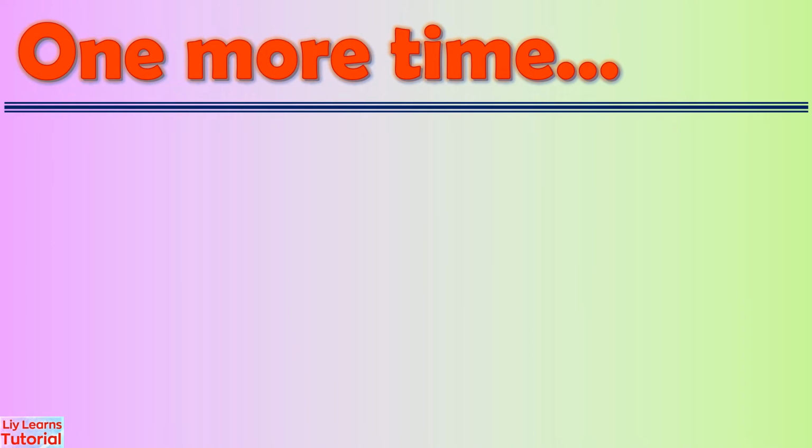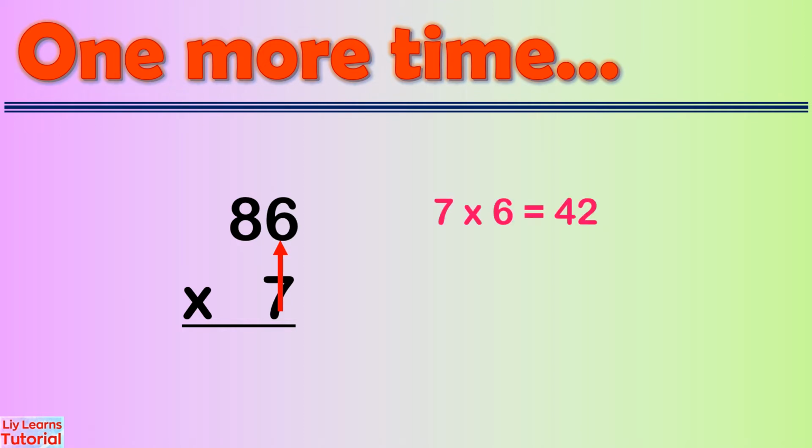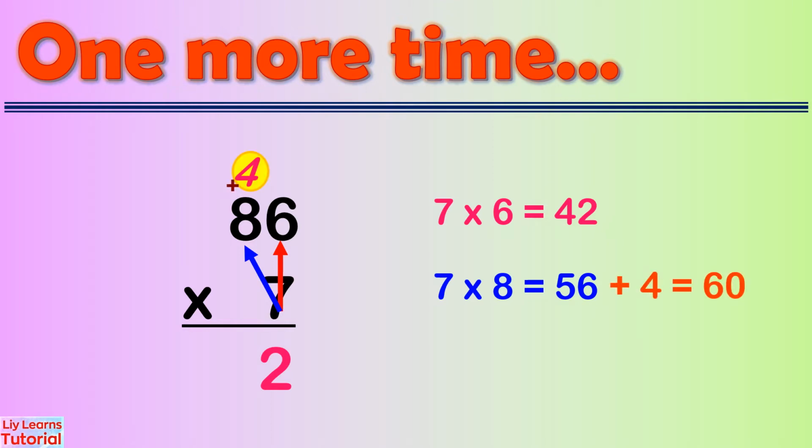Let's try 86 times 7. 7 times 6 equals 42. 7 times 8 equals 56 plus 4 equals 60. The answer is 602.